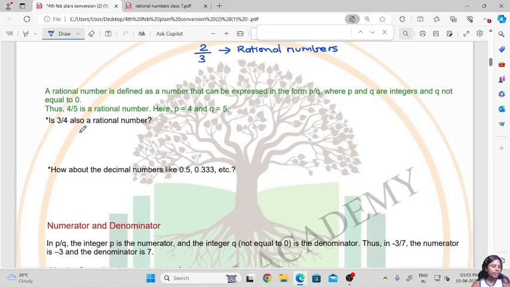Now, is 3 by 4 also a rational number? It's obviously yes. Why? Because 3 and 4 are natural numbers. Basically, rational numbers can have natural numbers, they can have whole numbers, and they can also have integers. So it is basically a combination of all these types of numbers.